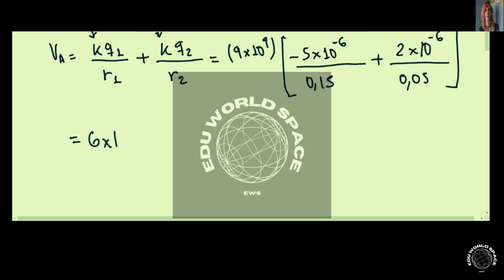So putting all these values into the calculator, we obtain a value of 6 times 10 to the 4 volts. So this is the electric potential at point A.